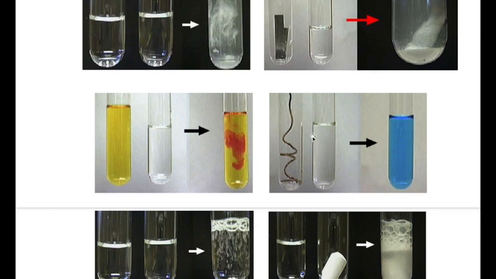We can also get a change in color when we mix a solid or a metal with a solution. Here's an example of that. I mix these two reactants together, and what I get is a blue solution. So obviously the metal in this case has completely dissolved in that solution.